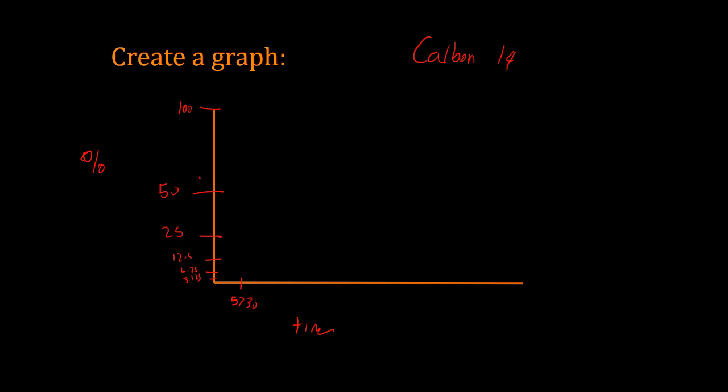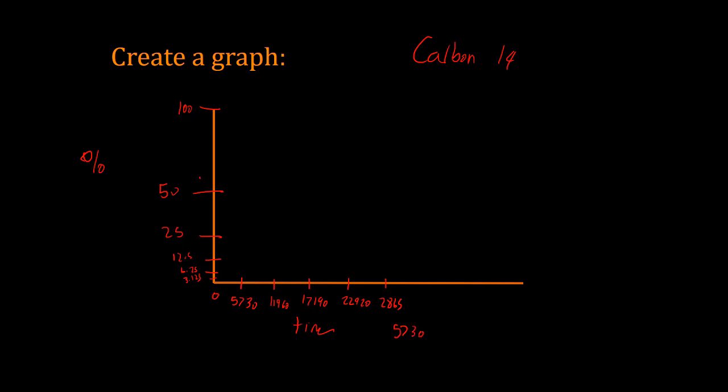5,730 years. Here is 11,460 years. Here is 17,190 years, then 22,920, and then 28,650. And so each one of these are 5,730 years apart. Then I'm going to plot my points.